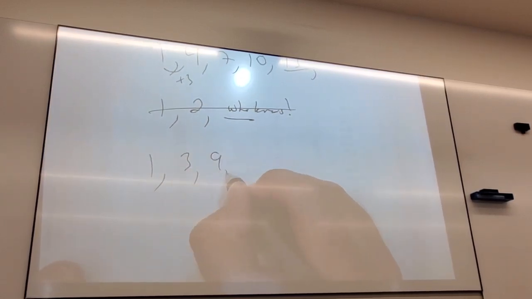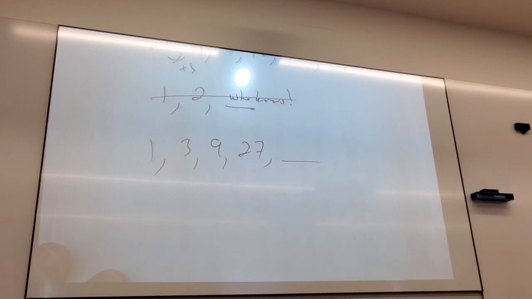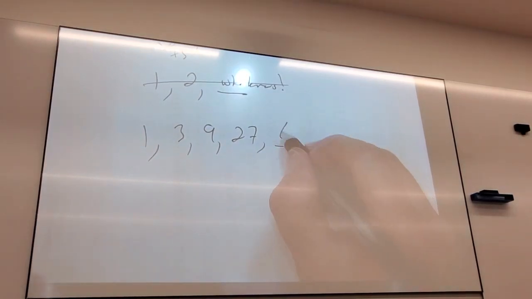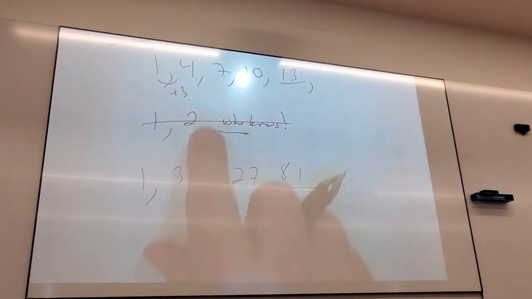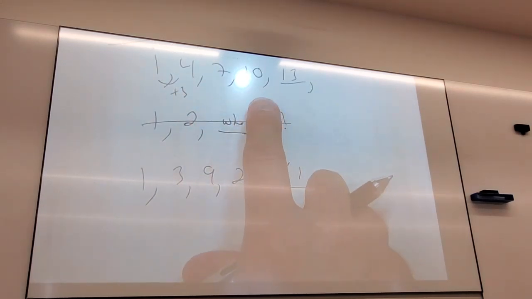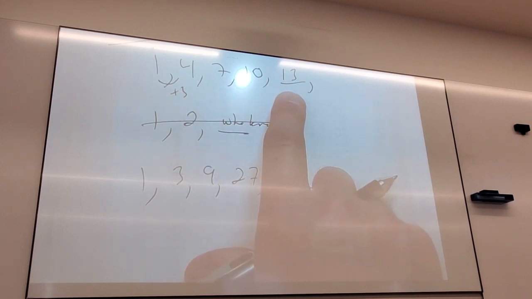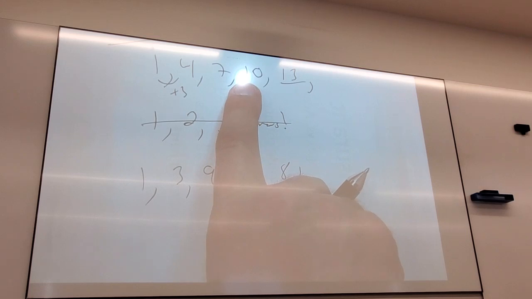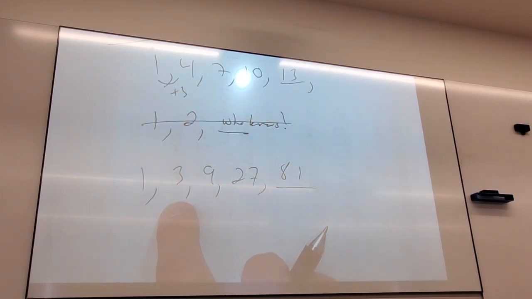What's the next number in that sequence? 81. What's this based on? This is based on addition, this is based on multiplication. So the name of this, which you don't have to know, is arithmetic because you're adding. Geometric because you're multiplying. Arithmetic is based on addition. Geometric is based on multiplication. You don't have to know those words, it's fine. I just want to let you know they exist.